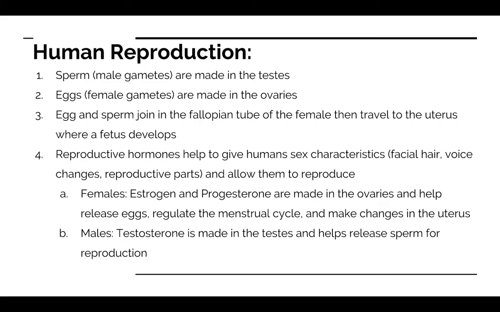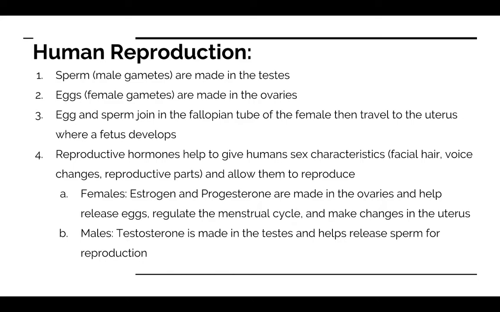Human reproduction. So the main ideas here, sperm are the male gametes, and those are made in the testes. Eggs are the female gametes, and they're made in the ovaries. Egg and sperm join together in the fallopian tube of the female, and then they travel to the uterus where a fetus develops. We'll talk more about that in the next unit, in Unit 7, but that's just a little heads up before we get there.